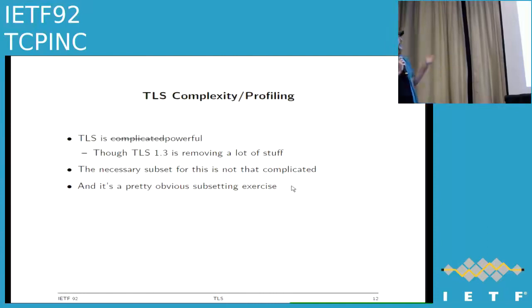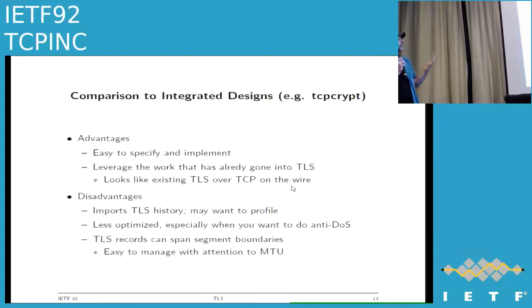So look, I think this is exactly the same slide I showed when I first presented this. These are a pretty obvious set of trade-offs. People may have different opinions about the value of each of these properties, but I think this reasonably accurately captures the pluses and minuses of this kind of design. It's easy to specify. It's easy to implement if you already have a TLS stack, which most people do, and you get to leverage all the work that's already going in.